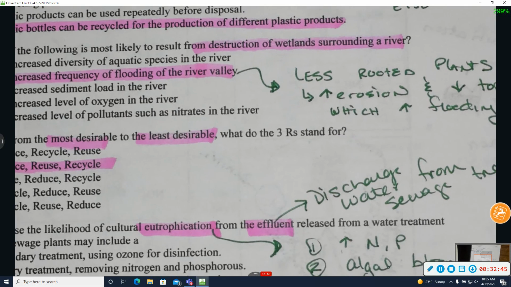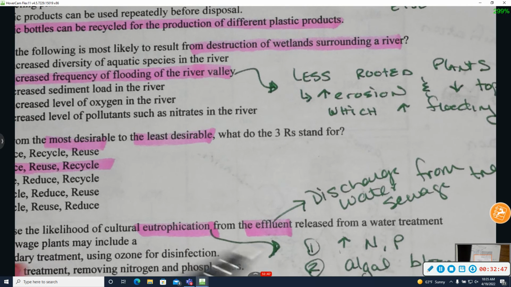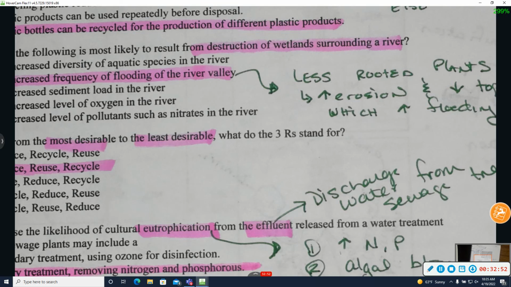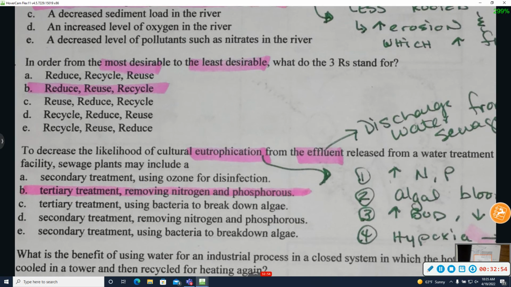Okay, so this would include this right here. So to decrease the likelihood of eutrophication, you want to add a part of your tertiary treatment to remove the nitrogen and phosphorus.